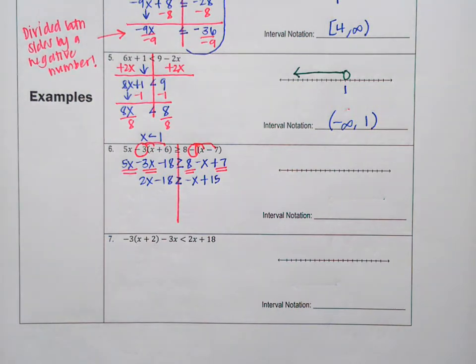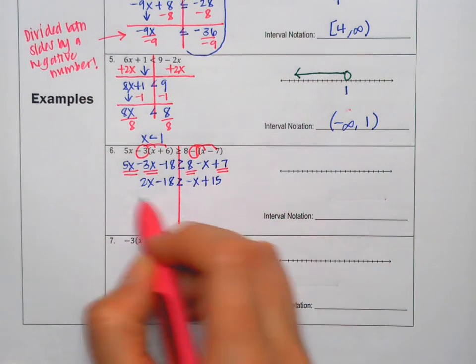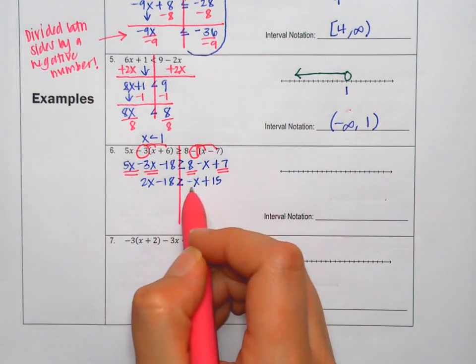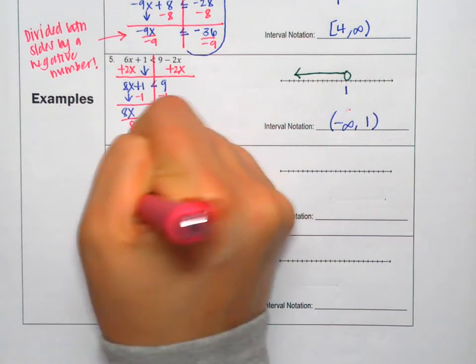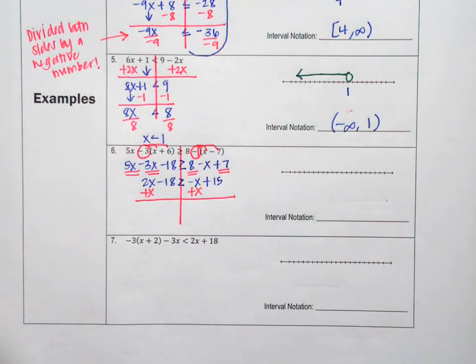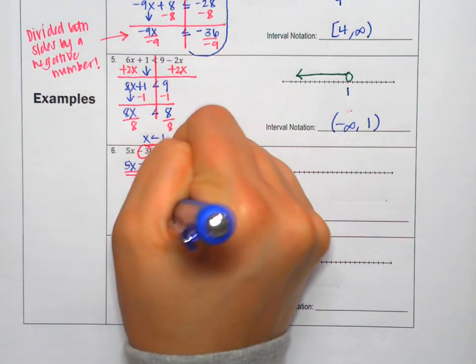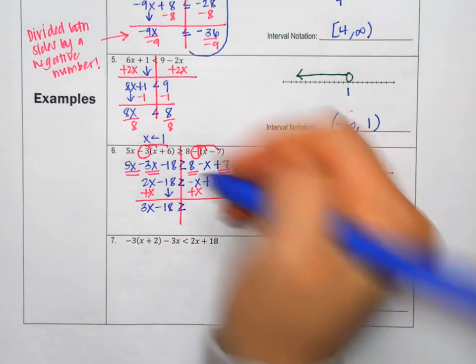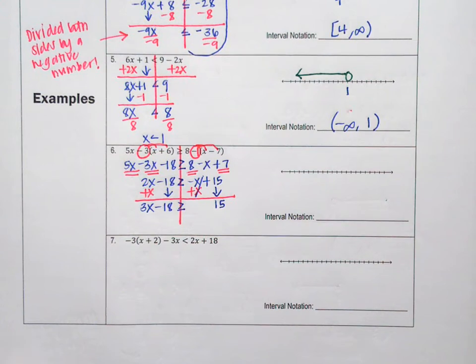So from there, what I want to do is I want to get my variables on one side of the equation. Like I said before, I always prefer to get my variables on the left-hand side. So I'm going to move this -x to the left-hand side. Because this is a negative, I'm going to add x to both sides. So 2x plus x is 3x. Bring down that minus 18, greater than or equal to, that cancels, and then bring down the 15.